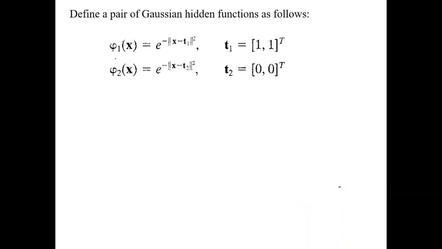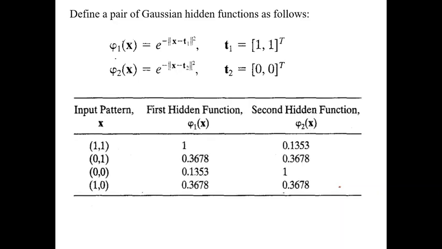Now you see how to solve this. Define a pair of Gaussian hidden functions like this. Phi1 of x equals e to the power minus the norm of x minus t1, whole squared, where t1 is (1,1) transpose. Phi2 of x equals e to the power minus the norm of x minus t2, whole squared, where t2 is (0,0) transpose. We get some Gaussian functions like this. With the help of this exponential function, Phi1 is the hidden layer 1 functionality and Phi2 is the second hidden layer.